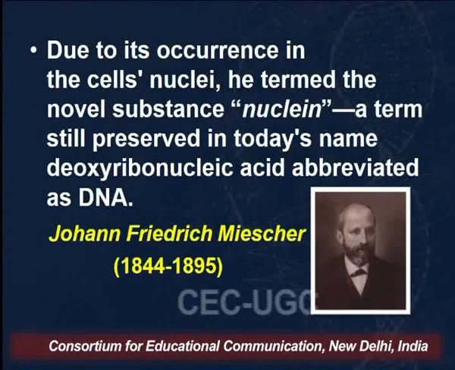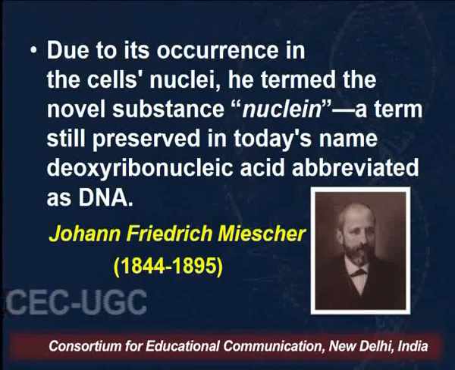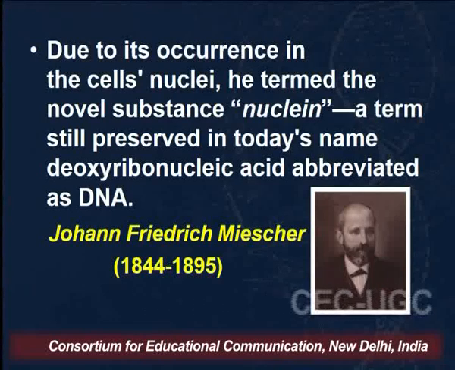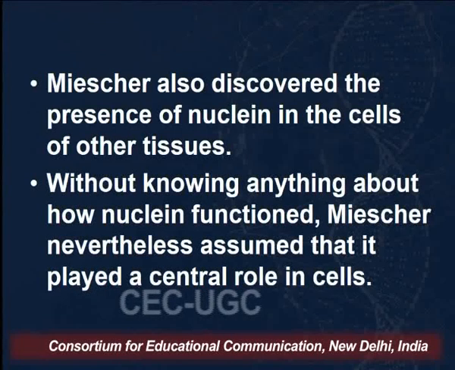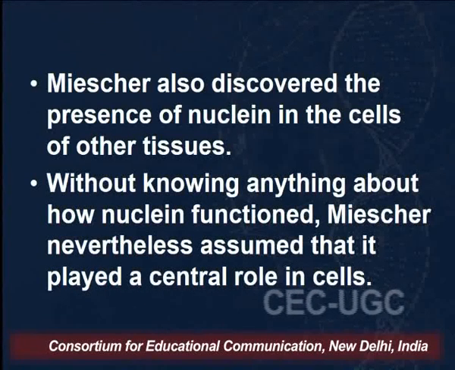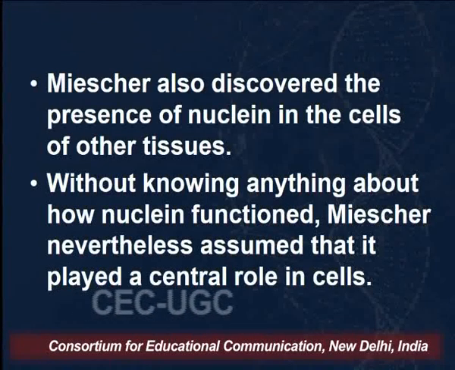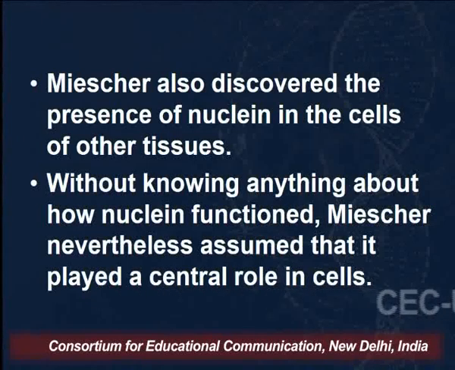Due to its occurrence in the cells' nuclei, he termed the novel substance nuclein, a term still preserved in today's name, deoxyribonucleic acid, abbreviated as DNA. Miescher also discovered the presence of nuclein in the cells of other tissues. Without knowing anything about how nuclein functioned, Miescher nevertheless assumed that it played a central role in cells.